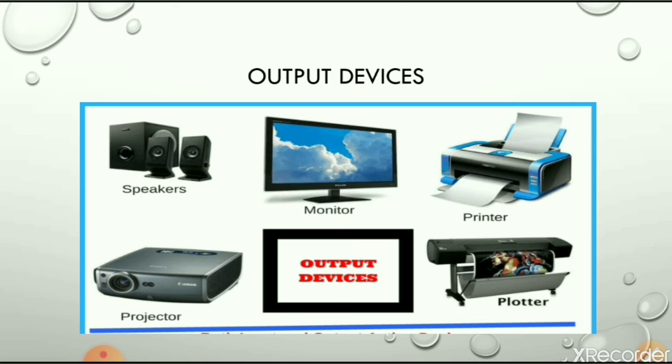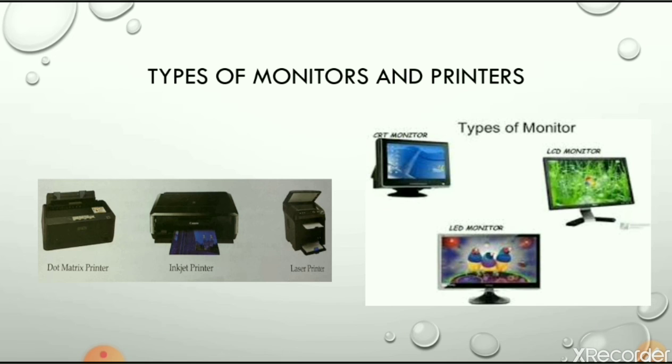Now we come to the printer. Printer is also an output device. A printer allows us to print the output on paper. Such a print on paper is called a hard copy. There are three types of printer. First one is dot matrix printer, then inkjet printer and laser printer. There are some examples of monitors and printers. Now we are talking about printers.